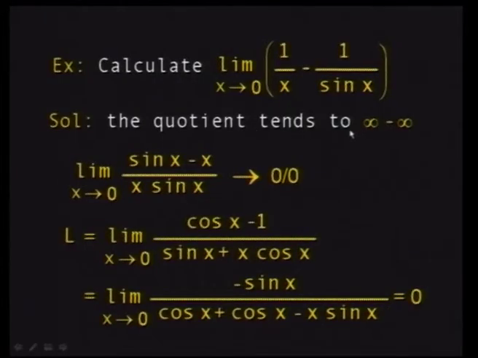Here you got a form infinity minus infinity when x tends to 0. So what you do is take a common denominator, and you can put it in a form which is 0 over 0. Again, since it's 0 over 0, you can apply L'Hopital. All you have to do is differentiate, and you finally obtain the limit equal to 0.